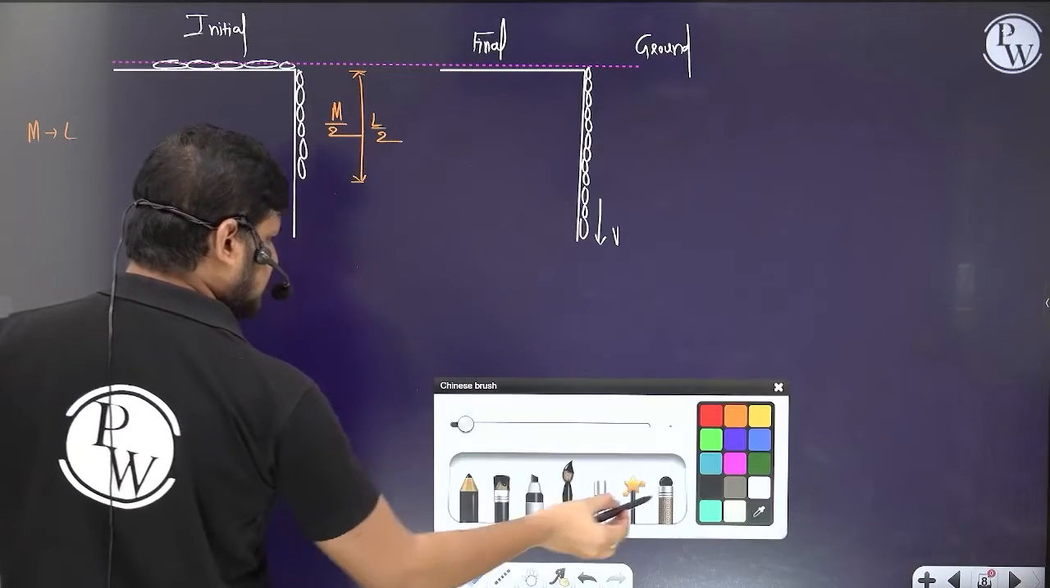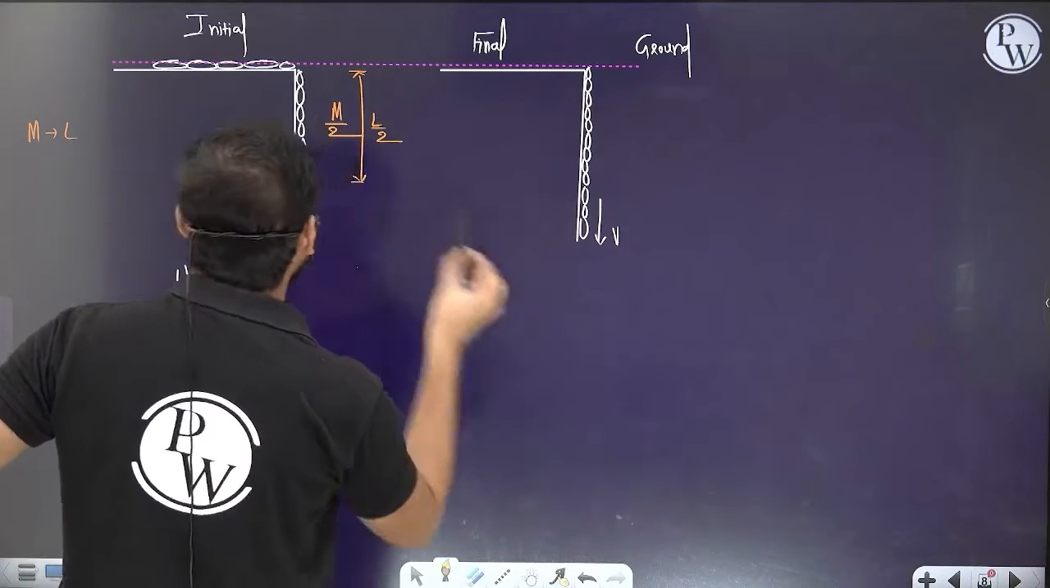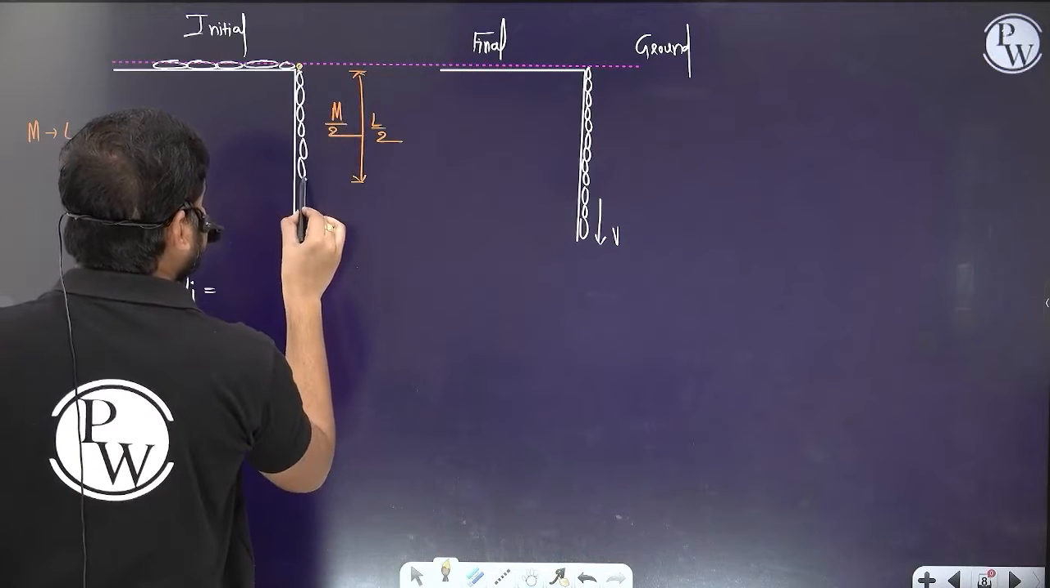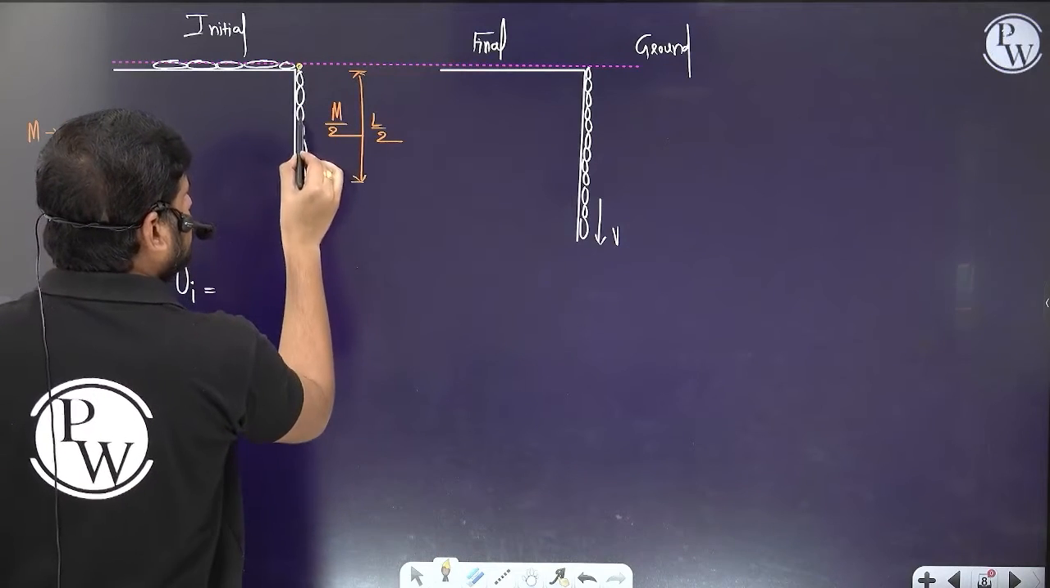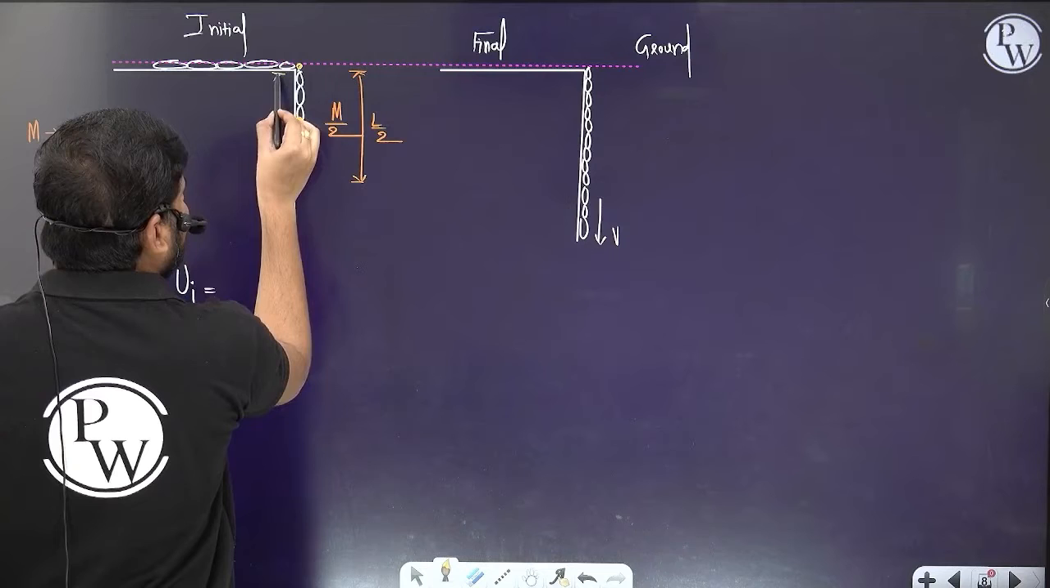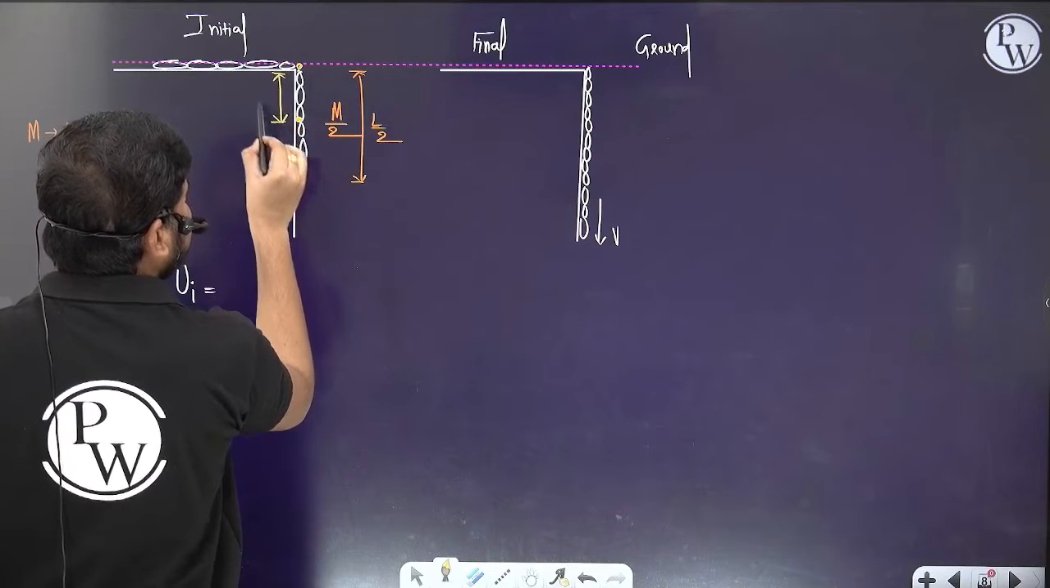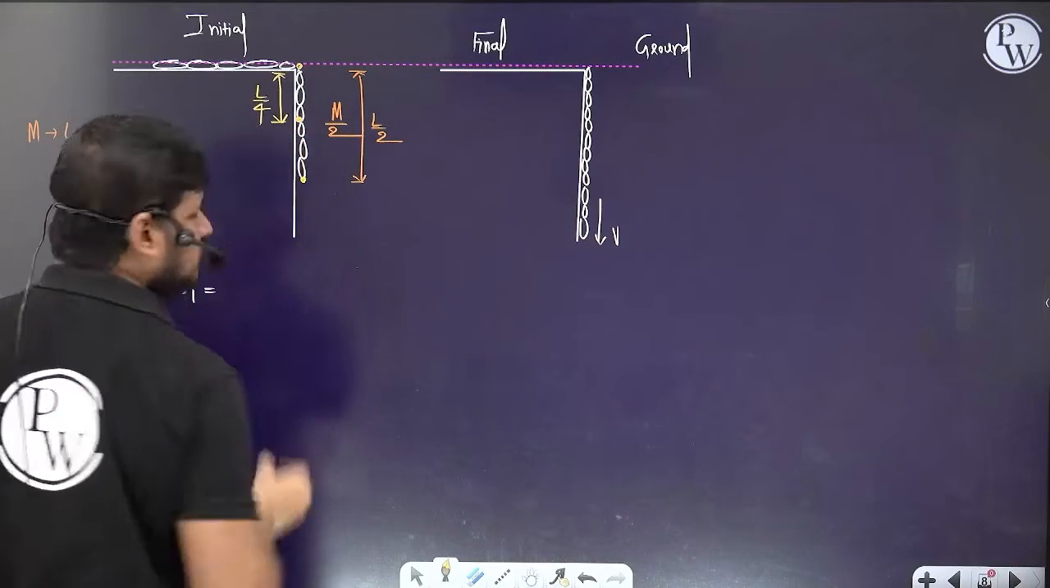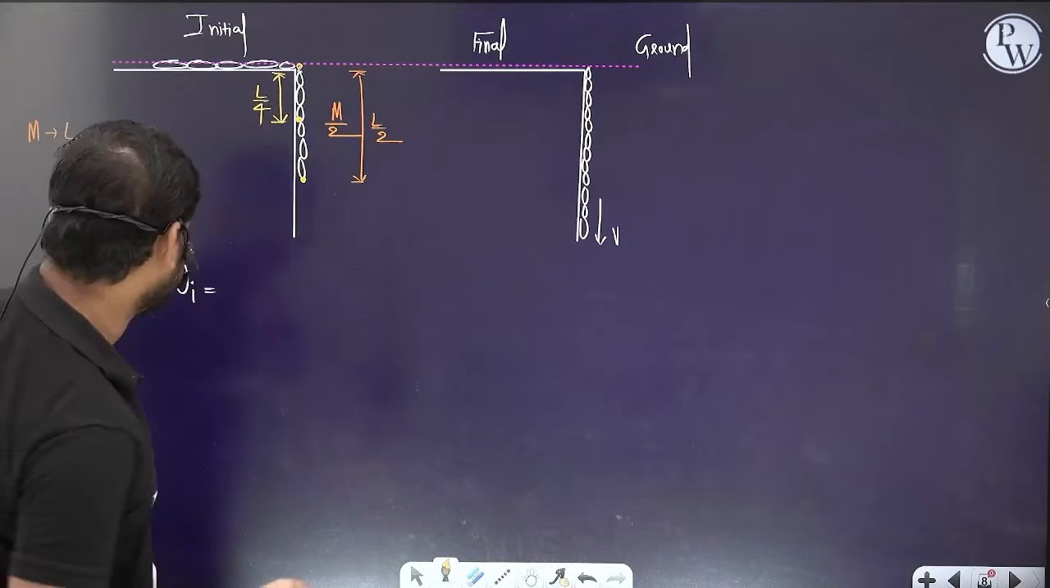While considering the potential energy, some part is touching the ground and some part is at a distance L by 2. So we consider its center of mass. To consider the height, we consider its center of mass, which is L by 4. We already solved this kind of question in the last class.